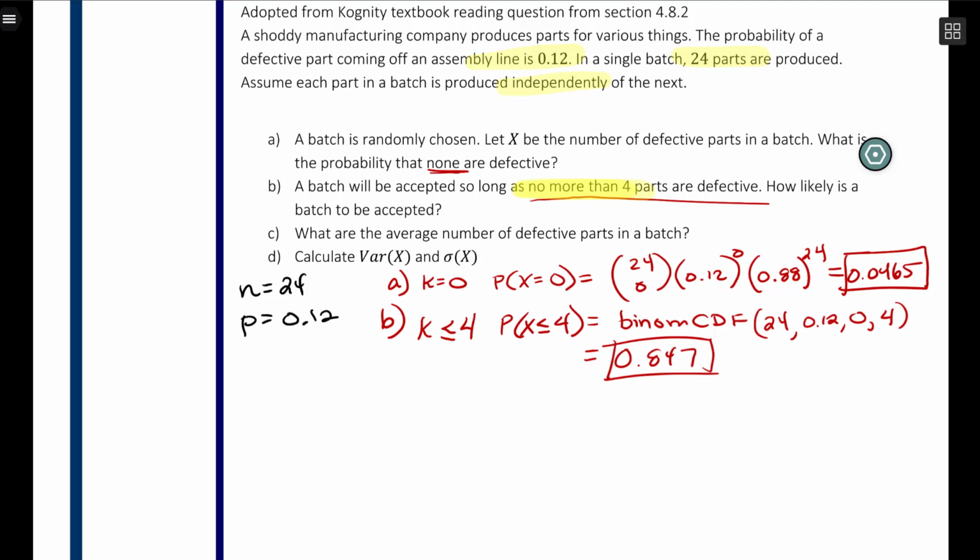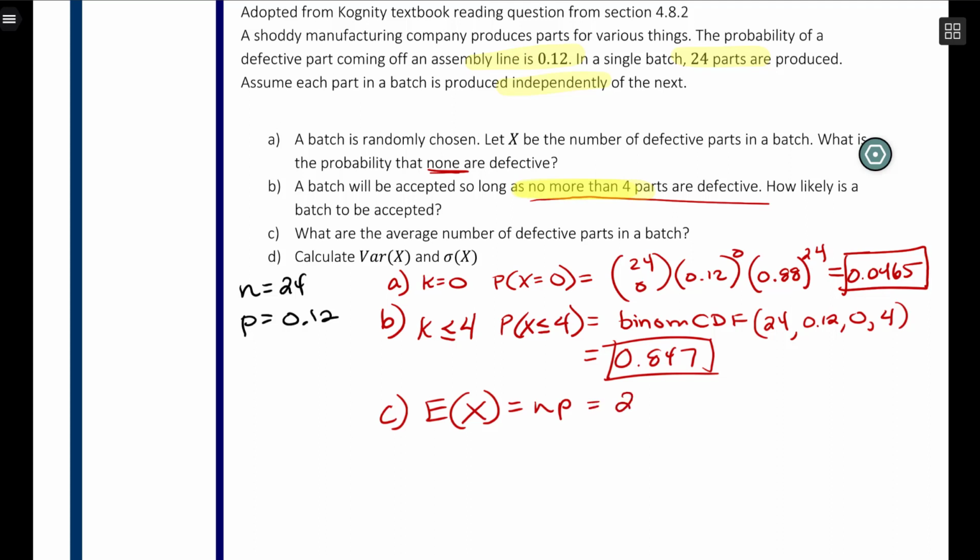Okay, now let's go ahead and take a look at C. What is the average number of defective parts in a batch? Seems like a good question, right? Any one part has a 12% chance of being defective. On average, how would we do it? Well, remember that your formula here is E of X equals N times P, straight from the notes just above us.